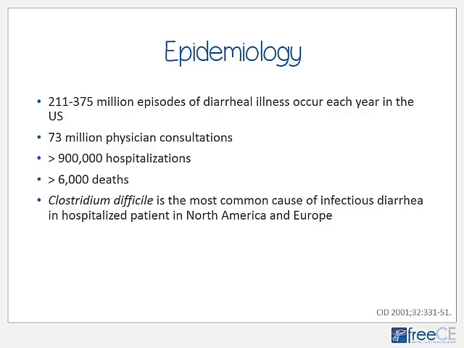Now we'll move into the epidemiology. Why do we care about diarrhea? Should we care about diarrhea? This is some old data, but really the data hasn't changed in terms of the number of diarrheal episodes we have in the United States. It's estimated that every year we have between 211 and 375 million episodes of diarrheal illness here in the United States. Ultimately, what does that result in? Well, it results in about 73 million physician consultations, more than 900,000 hospitalizations, and more than 6,000 deaths.